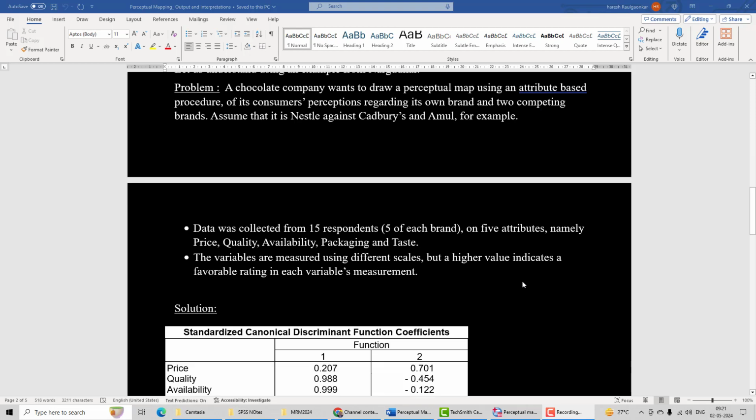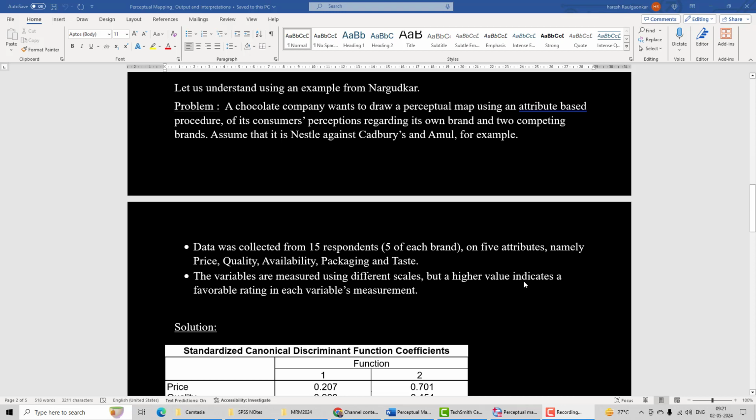For example, data was collected from 15 respondents. That is 5 respondents, each giving their opinion about these three brands. So total 15 observations, and the attributes were price, quality, availability, packaging, and taste.